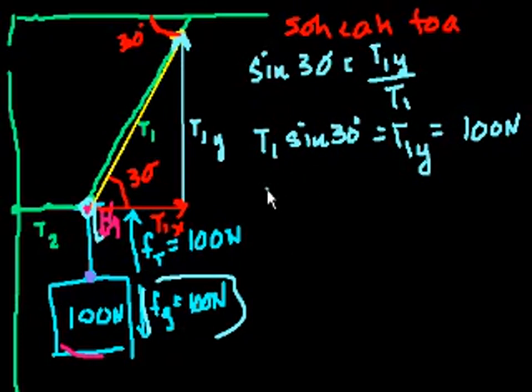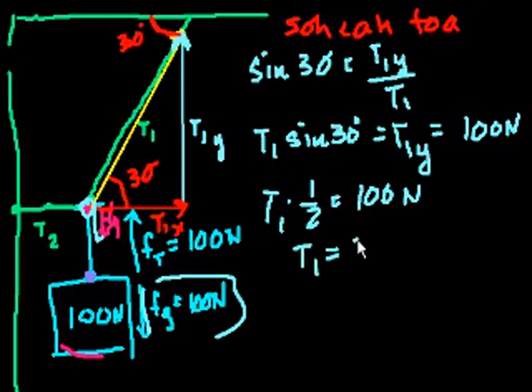Given that, we can now solve for the tension in this first wire, because we have T1. What's sine of 30 degrees? In case you haven't memorized it, sine of 30 degrees is 1/2. So T1 times 1/2 is equal to 100 newtons. Divide both sides by 1/2, and you get T1 is equal to 200 newtons.